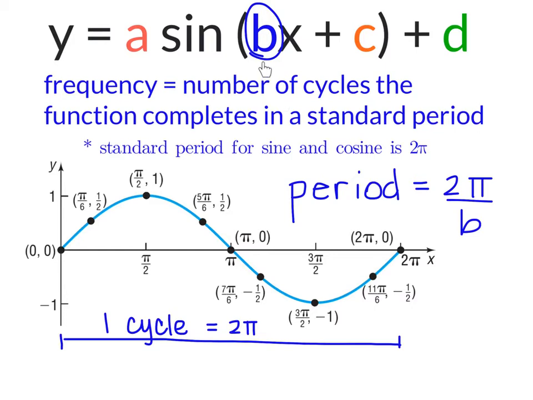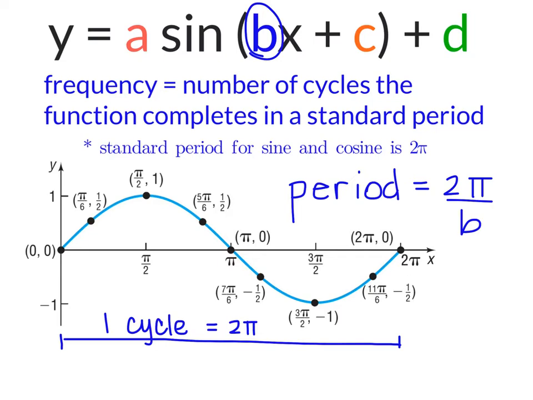So if that was a 2, that would mean it would complete 2 cycles in 2 pi. So it would be more frequent. And if that number was less than 1, let's say it was like 1/4, it would only complete a fourth of a cycle in 2 pi.